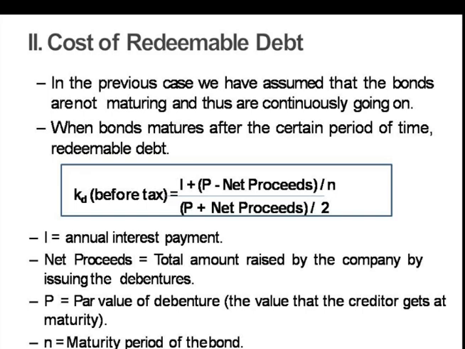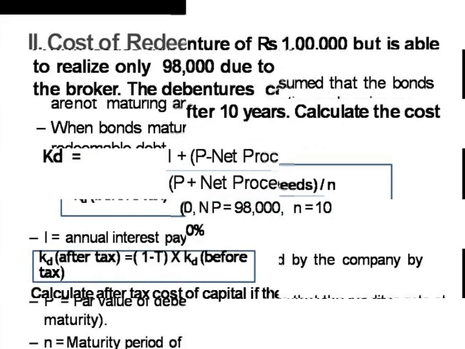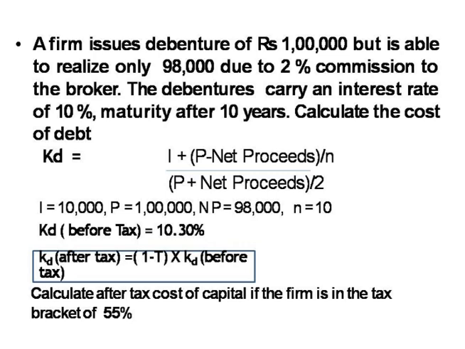No need to explain I, net proceed, par value and maturity period. I already explained that you will be given the time, and on that basis you can easily understand this is the case of redeemable debt. Again, have a look at one simple example. A firm issues debentures of rupees 1 lakh but is able to realize only 98,000 due to 2% commission to the broker. The debentures carry an interest rate of 10%, maturity period is 10 years.